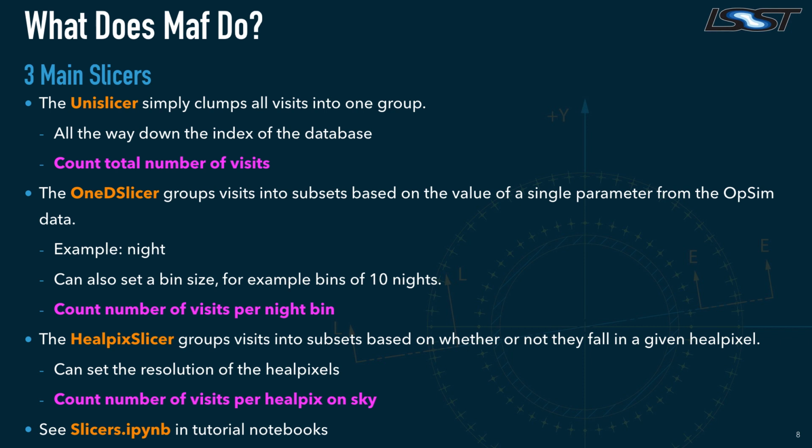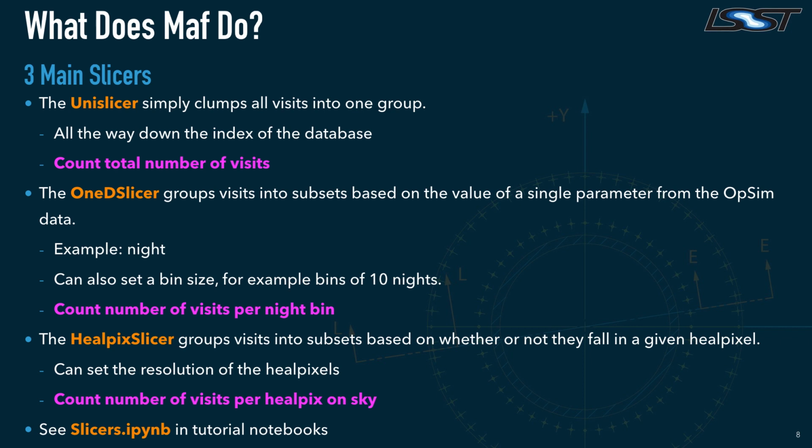There are three main slicers that are built into MAF. You have this unislicer, which is very simple. It'll just go all the way down the index of a database. So you'll just go all down, and you can do very simple statistics based on that, or you can bin things how you'd like. So you could do things like count the total number of visits.